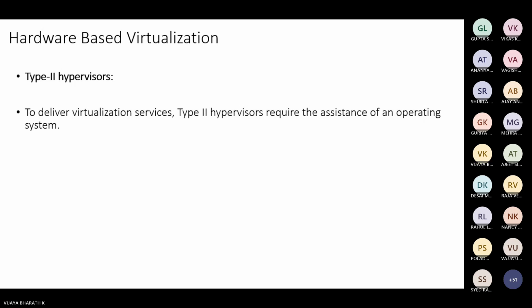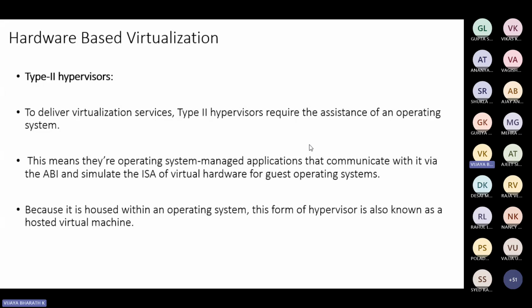Whereas now I can also install virtualization software on top of this operating system, and that software communicates with the hardware through the operating system. This means the operating system managed applications will communicate via the API, and it simulates the ISA, like a virtual hardware for the guest operating system.